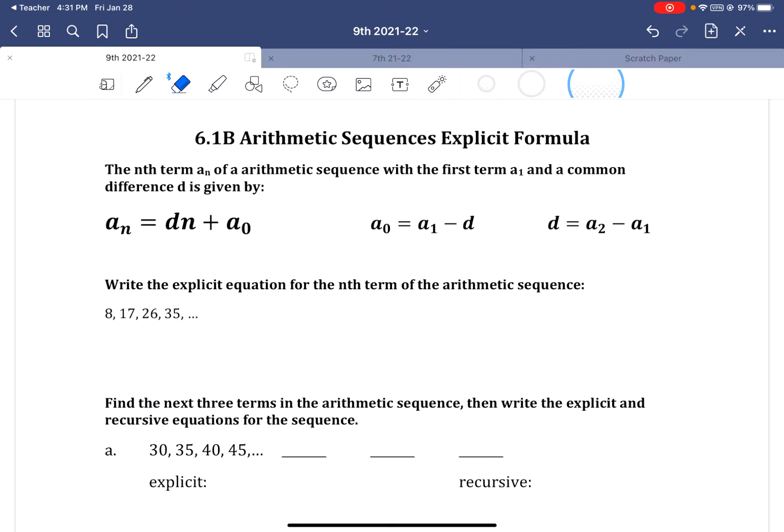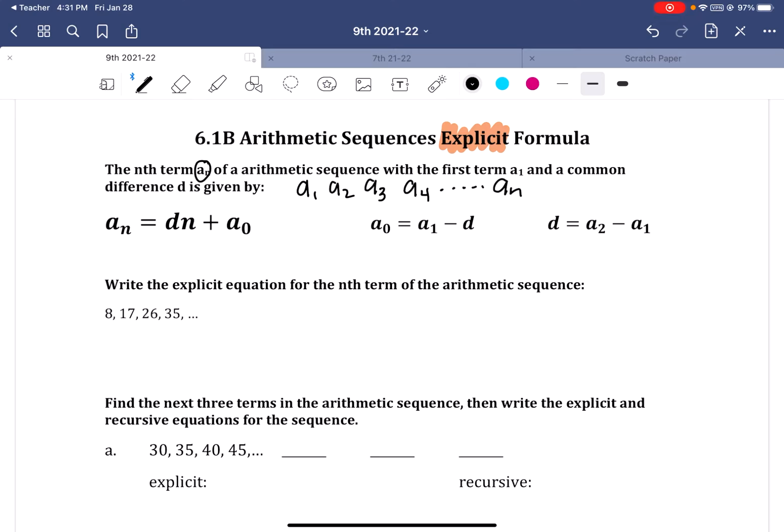Alrighty, hello guys. Last time we did the arithmetic sequence recursive formula. This time it's going to be the explicit formula, so we're learning the explicit formula. Remember, the nth term is the one that is way down the road. If I started counting, it looks like this: A1, A2, A3, A4, dot dot dot, AN. So that means it goes on forever.